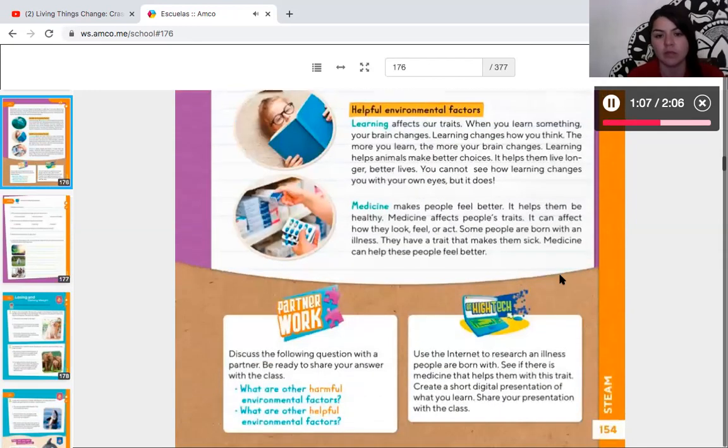Helpful environmental factors. Learning affects our traits. When you learn something, your brain changes. Learning changes how you think. The more you learn, the more your brain changes. Learning helps animals make better choices. It helps them live longer, better lives. You cannot see how learning changes you with your own eyes, but it does.